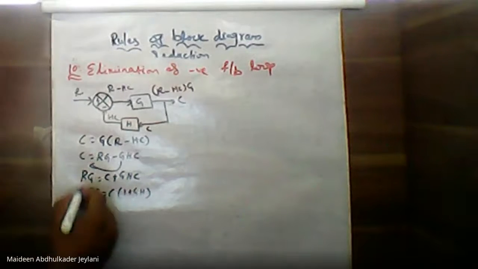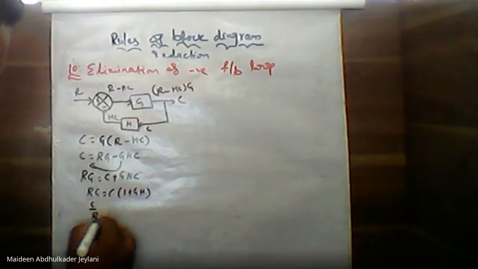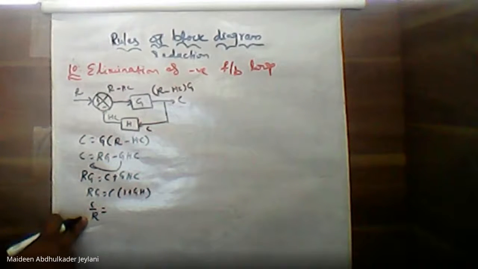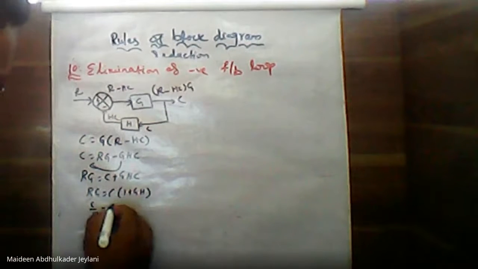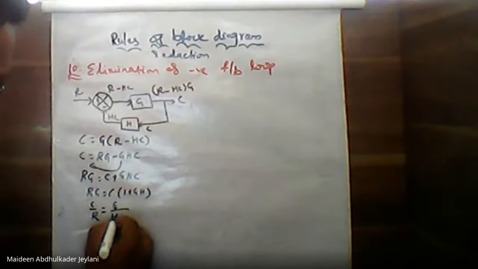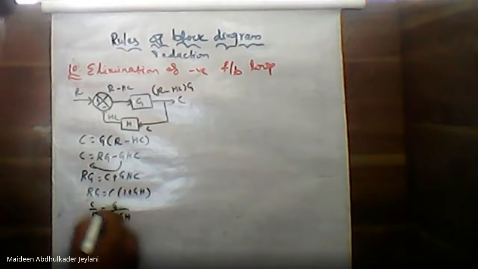Okay, if you find C by R, why are we writing C by R? C is output, R is input, the ratio of output to input. This is what our transfer function is. Am I right? So C by R equal to, how can we write? G divided by 1 plus G into H.